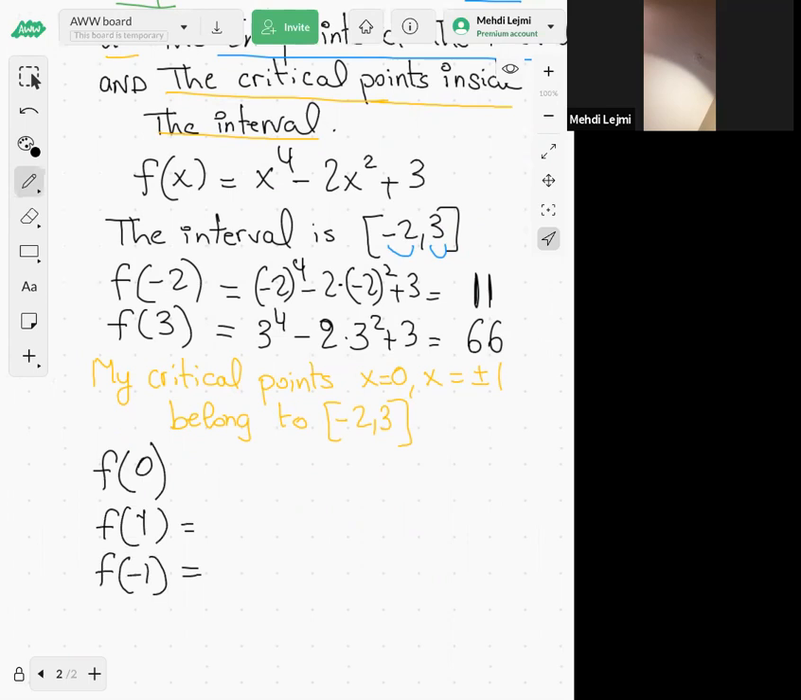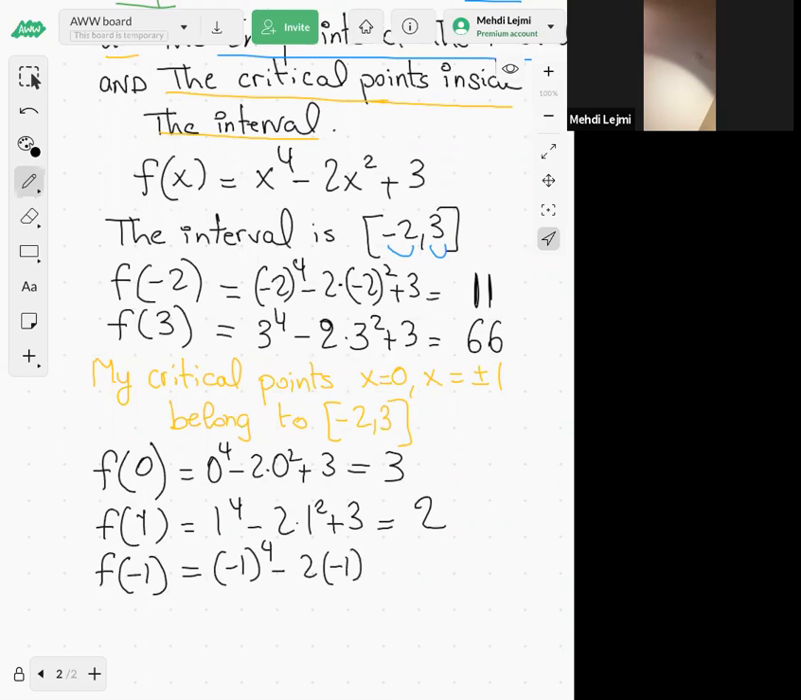So f of 0, that's 0 to the fourth minus 2 times 0 squared plus 3, that's +3. F of +1, that's 1 to the fourth minus 2 times 1 squared plus 3. That will be 1 minus 2, that's -1, plus 3, that's +2. And f of -1, -1 to the fourth, that's positive, so 1 minus 2 times -1 squared plus 3, so that's +1 minus 2, that will be -1, plus 3, that's +2, right?